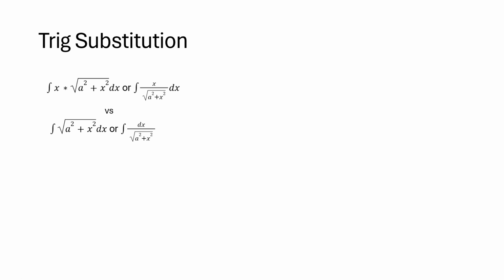Next is trig substitution. Right now we can solve for something like this, or something like this, but we can't solve either of these two things. For these we will need trig substitution. We'll substitute x for a trig function and then use trig identities to help solve. Here's a table of what to substitute when.